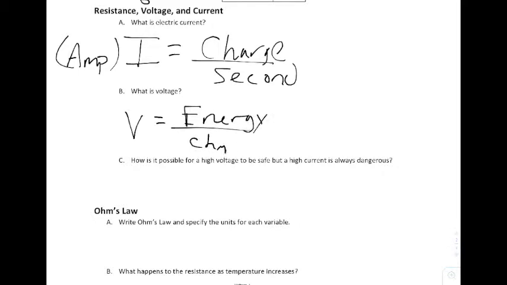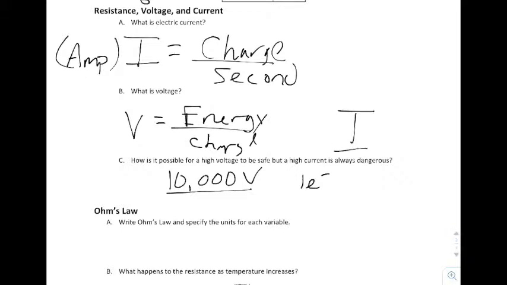And so you can have a 10,000 volt electric current as your voltage, and it's still relatively safe because there could only be one electron. And that one electron has a really high energy for one electron, but that one electron is not dangerous in and of itself. The most dangerous thing is current.